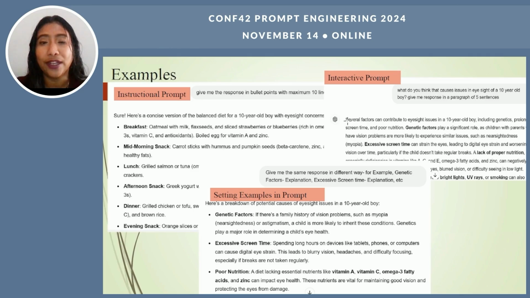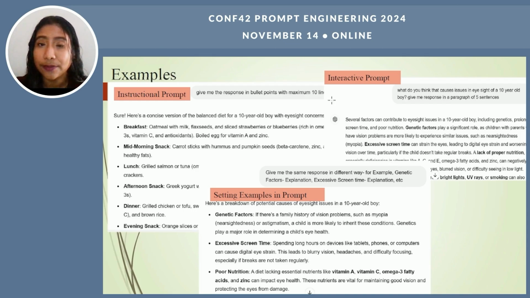Now the AI model is responding with all the possible issues: excessive screen time, genetic factors, lack of proper nutrition, bright light exposure, UV rays, smoking, all the possible list it is giving. And it is also limiting to a paragraph of 5 sentences. Now I can ask again on top of this: what about genetic factors? What about excessive screen time? How should the excessive screen time be? It will keep giving the answer.